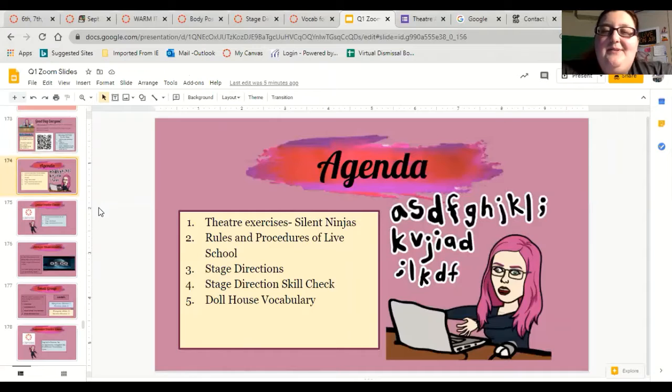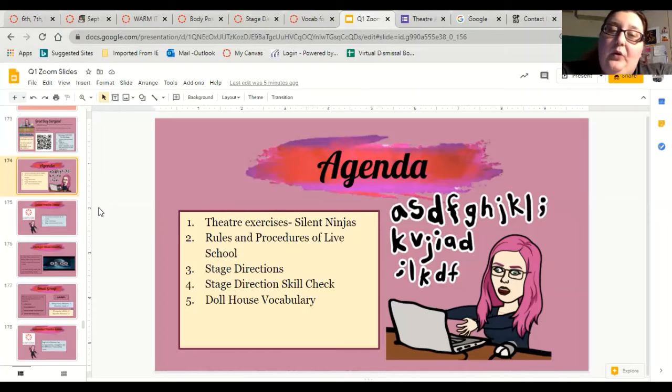The theater exercise we're going to learn about today is called Silent Ninjas. Now, on Zoom, this might be a little hard for you to play, but we are going to play it in a circle in the room, and I'll aim the camera over there. I will attempt to have Zoom people participate as well. It's just going to have to be formatted slightly differently.